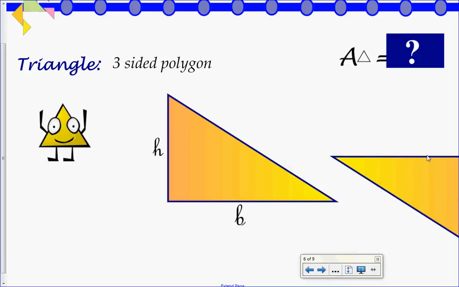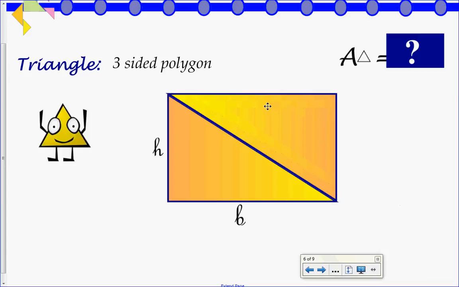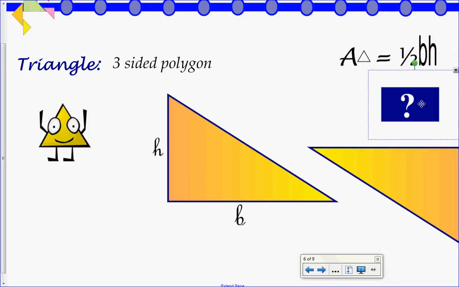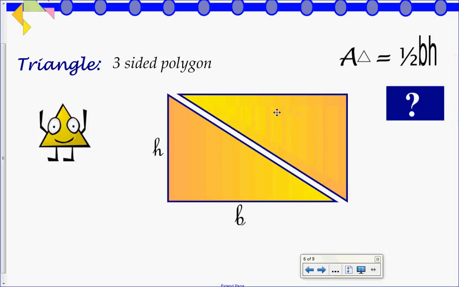So that's all we have to do. We're going to do height times base. That'll give us this. Height times base gives you the full-on everything inside the rectangle. And we just cut it in half for the triangle. There you are. 1/2 base times height. That's where it comes from.